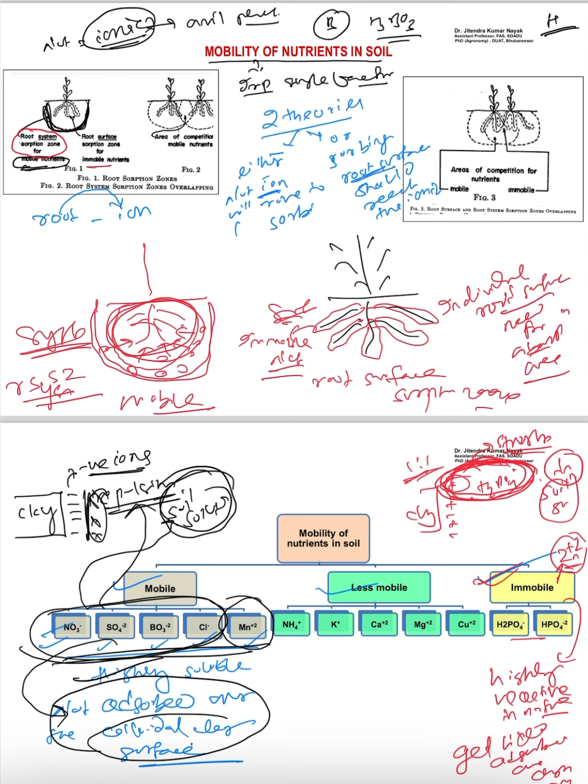Here you can see this is for immobile nutrient. There is an individual sorption zone, that means here we have a very thin layer of soil just surrounding the root surface or root hair, or root. So basically in this case, suppose now you will see the area of competition. The area of competition will be like this.